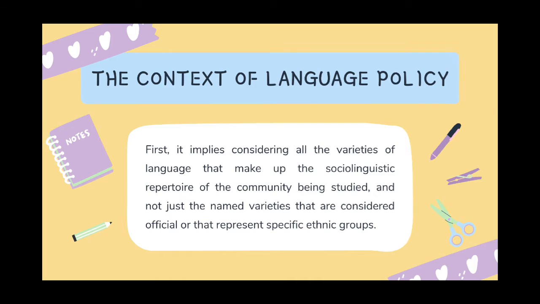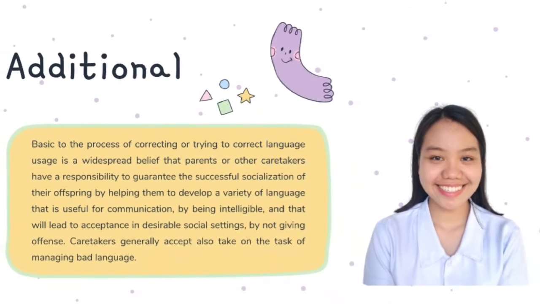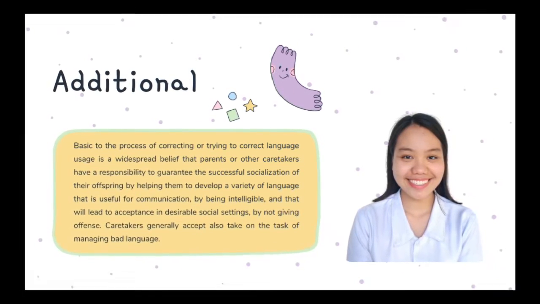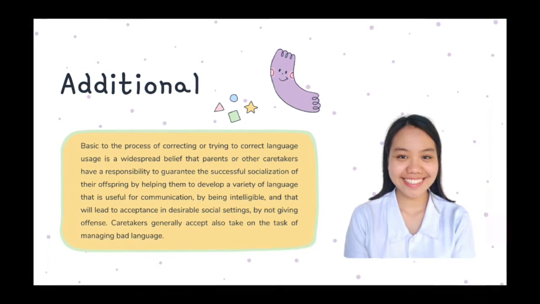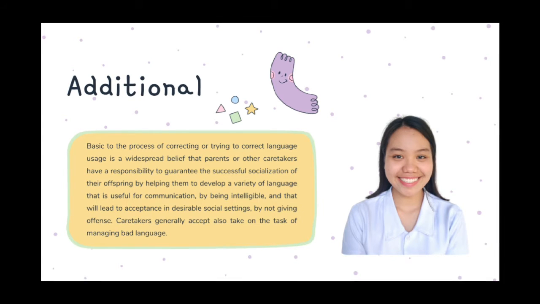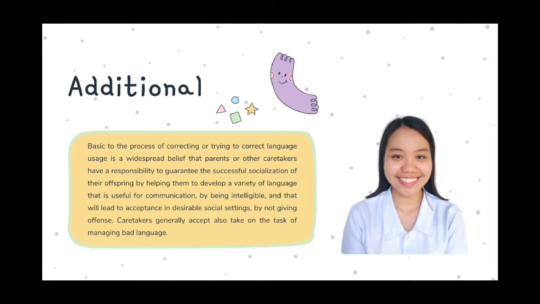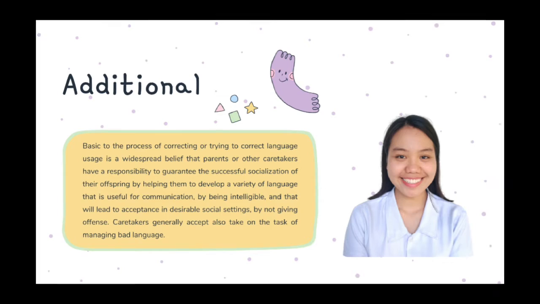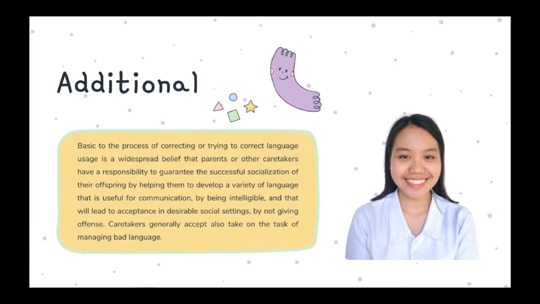It is because the basic process of correcting or trying to correct language rests on a widespread belief that you, as a listener or a parent or other caretaker, have the responsibility to guarantee the successful socialization of peers by helping them develop a variety of language that is useful for communication by being intelligible, and that will lead to acceptance in a desirable social setting by not giving offense. Always be reminded of that: by not giving offense. Actually, caretakers generally accept the responsibility to help their offspring learn an appropriate and good variety of language.